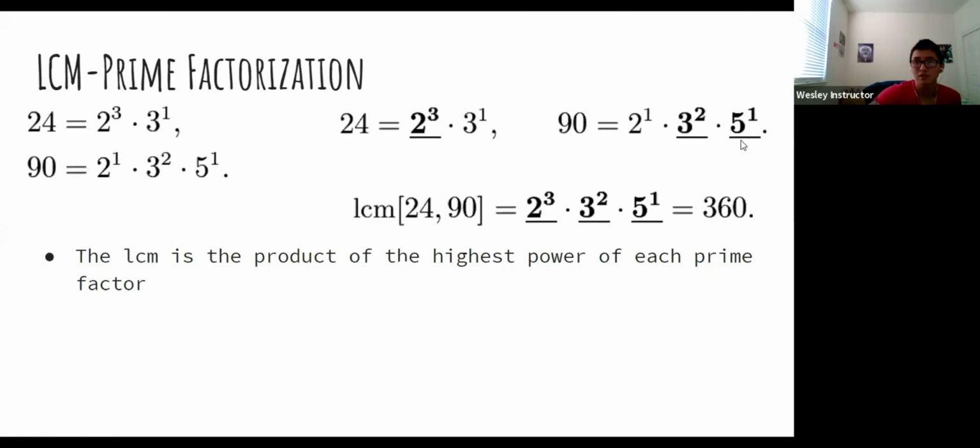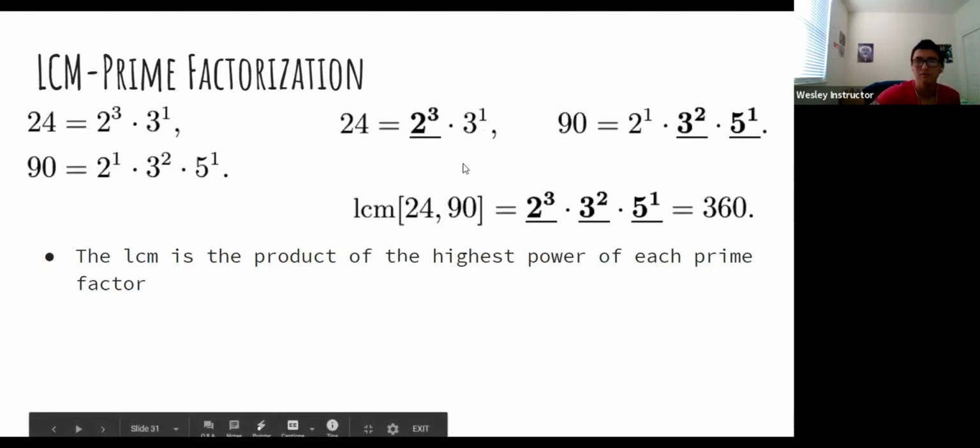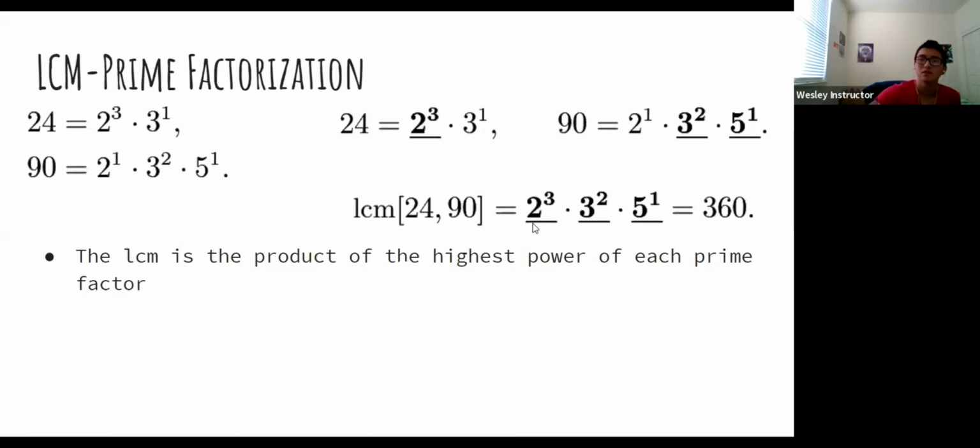They both have a 3, but in 90, the power of 3 is higher. It's 3 to the second, so we circle that one. And 90 also has a 5, but 24 does not have a 5, so we circle the 5 in 90. And we multiply those numbers. So 2 to the third times 3 to the second times 5, that equals 360, and that is the LCM of 24 and 90. So that is how you find the LCM. Remember, do the prime factorization, which you guys already know how to do, find the biggest power between those two numbers, and then multiply all those.